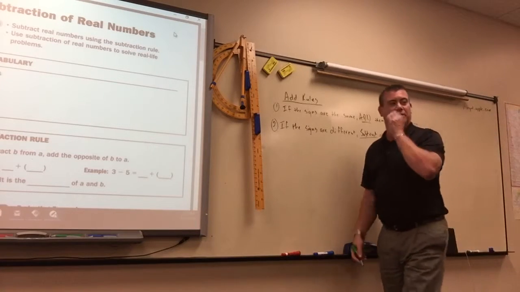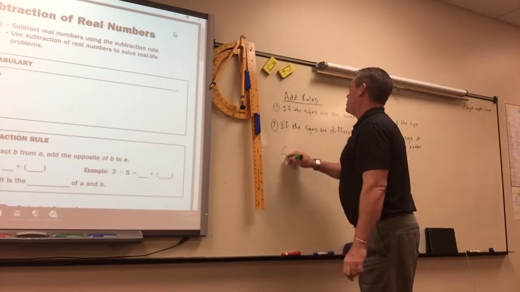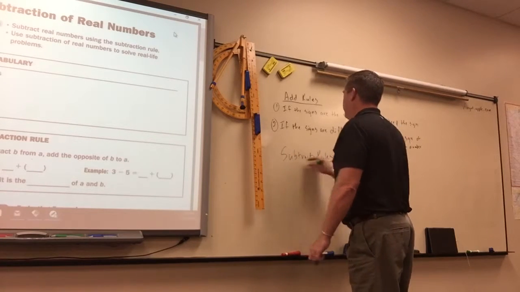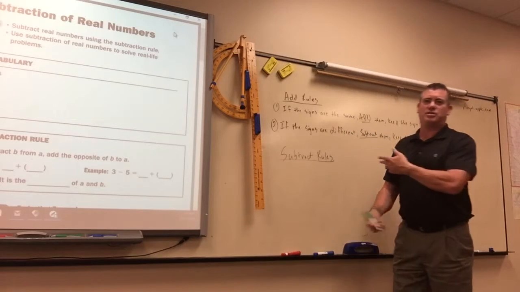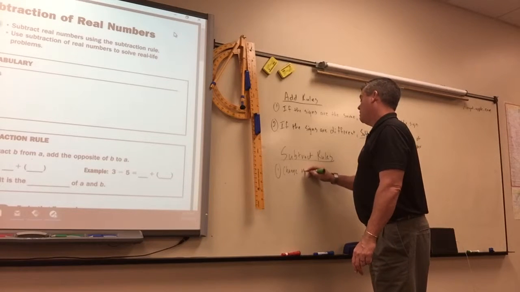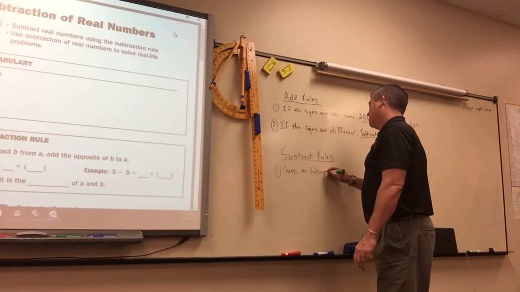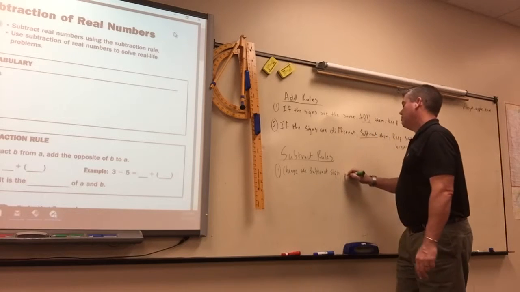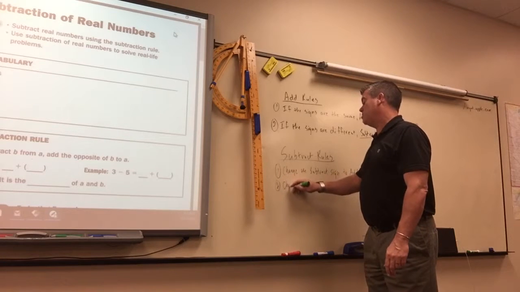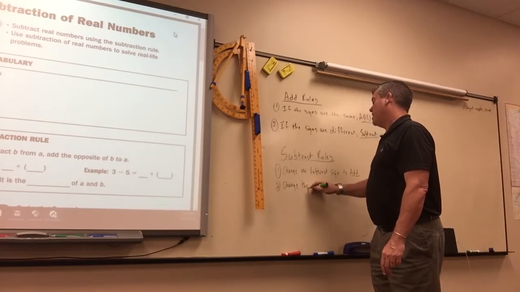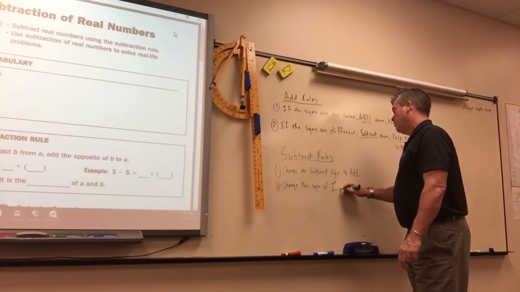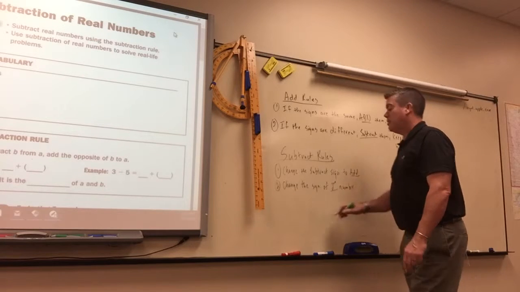Okay, so you guys put those away now. The subtract rules. You do two things, which changes it to an add problem. You change the subtract sign to add. Then change the sign of the second number, then you use add rules.